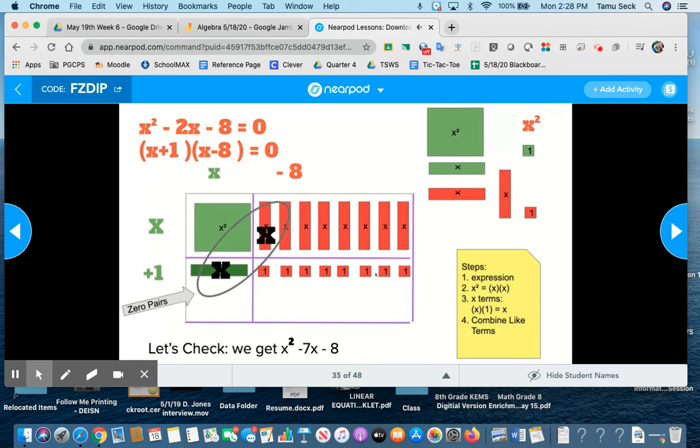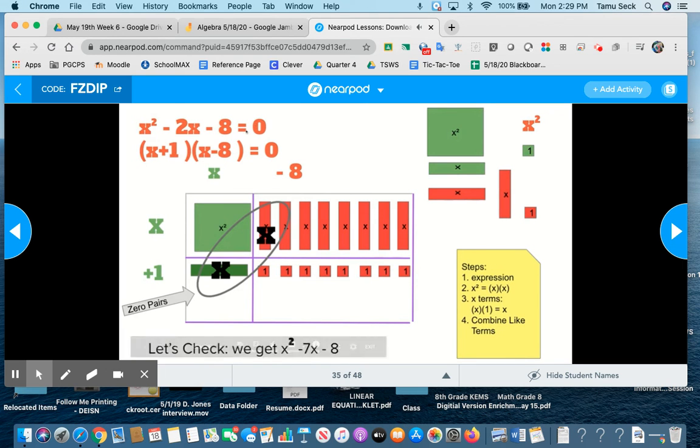Now we're going to combine like terms. When we combine like terms, we see that we get a 0 pair because we have a red x and a green x, so we can take that out. What we have left is negative 7x here. So we combine like terms, and we get x squared minus 7x minus 8. That's what we get here.